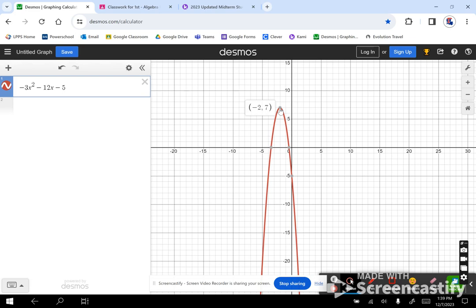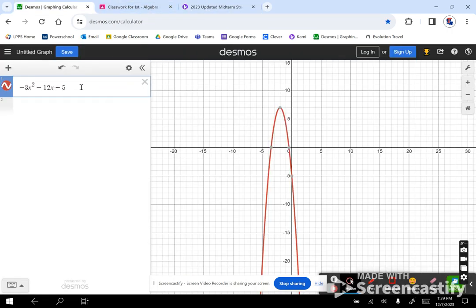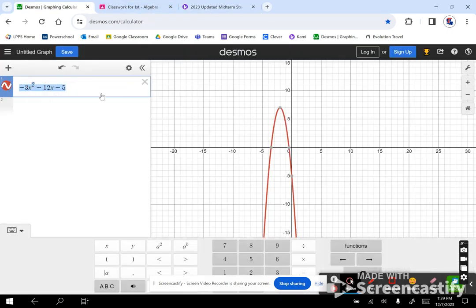Identify the y-intercept. Well, if you click and hover, it identifies the y-intercept as 0, negative 5 as an ordered pair, or you can write that as y equals negative 5 like I did here. So it opens down, the vertex is at negative 2, 7, the y-intercept is at negative 5. You don't have to do anything here. All you have to know is how to type this equation in Desmos and then read the graph.